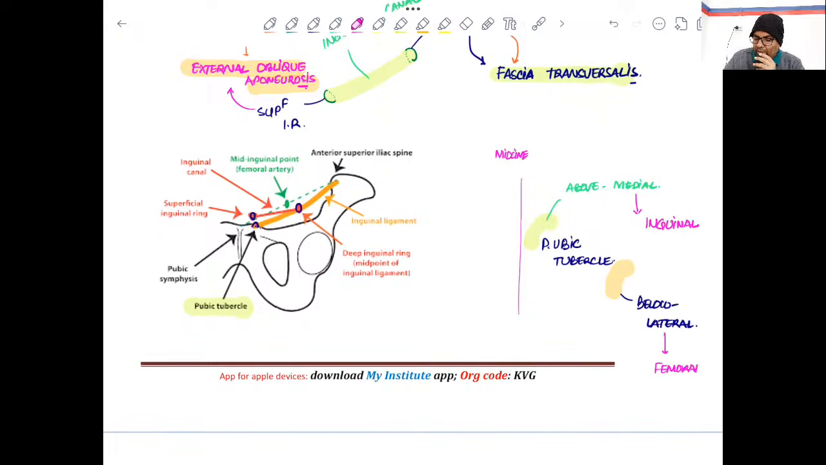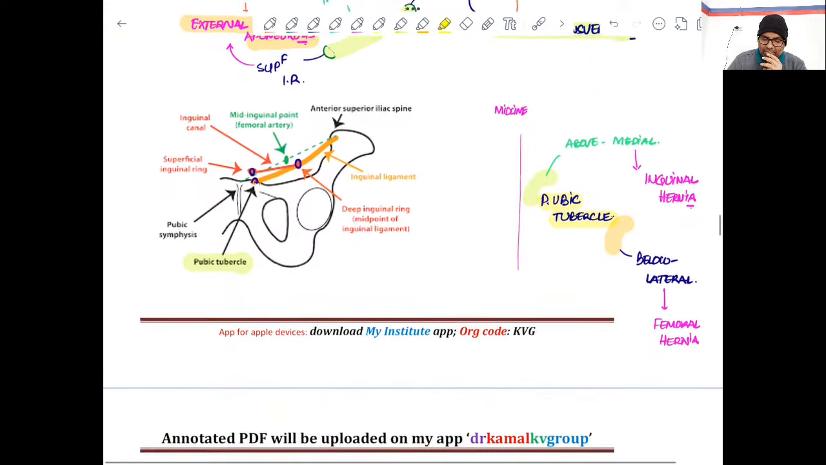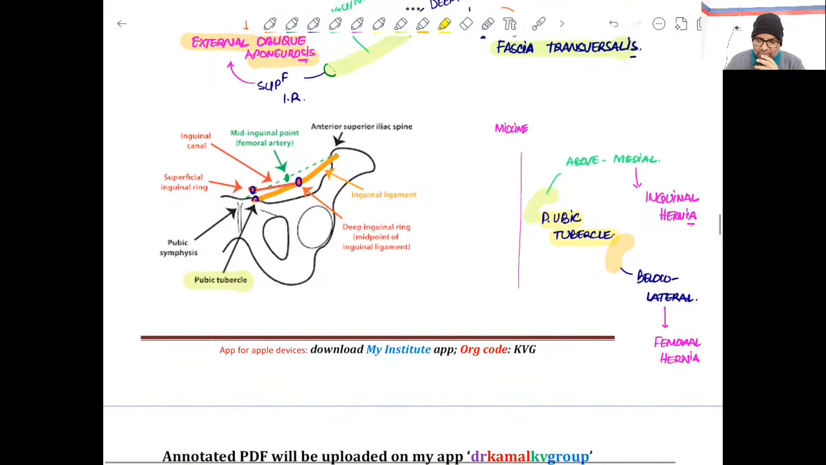So clinically, if a patient comes with a hernia in clinical practice, and if you want to differentiate the two types of hernia, the pubic tubercle always helps us out in this. We will feel the sac of herniated matter, whether it is above and medial to the pubic tubercle, we will say it is inguinal hernia. If we are feeling it below and lateral to the pubic tubercle, then it is femoral hernia. Clear? So that is very important in clinical practice. Anyway, these are the two rings.